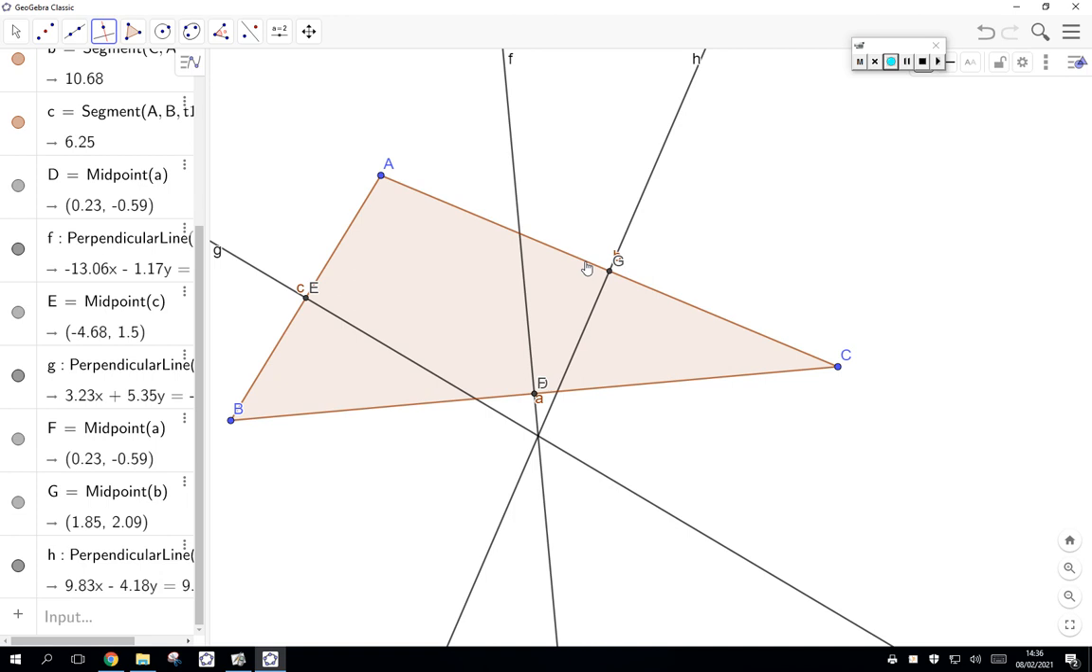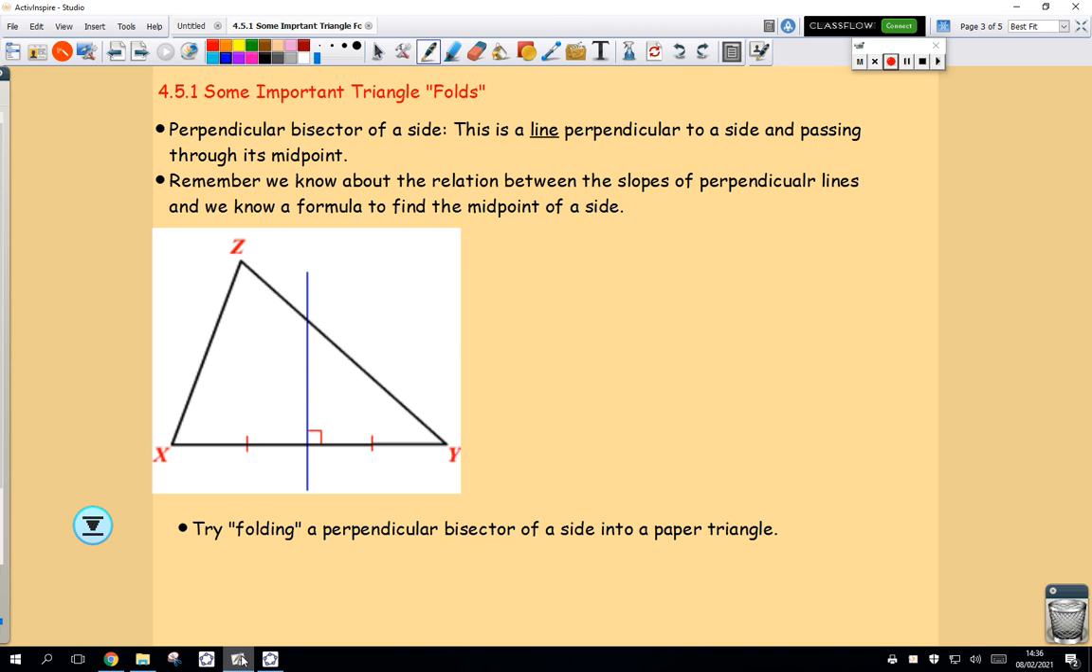Okay, notice all these lines intersect at the same point. And that point again has a particular name. It's called the circumcenter. We'll deal with that in a future lesson. But that's the perpendicular bisector of a side. You have to be able to find that.